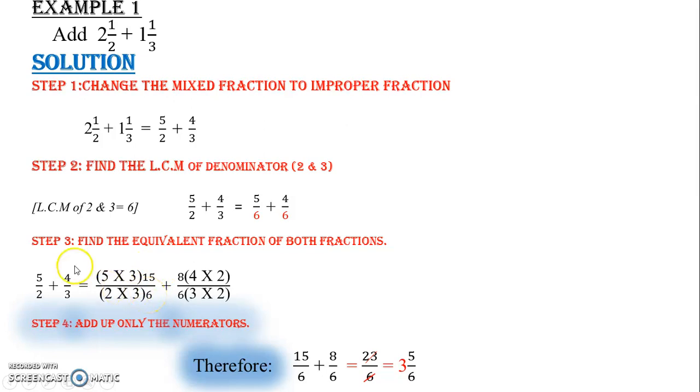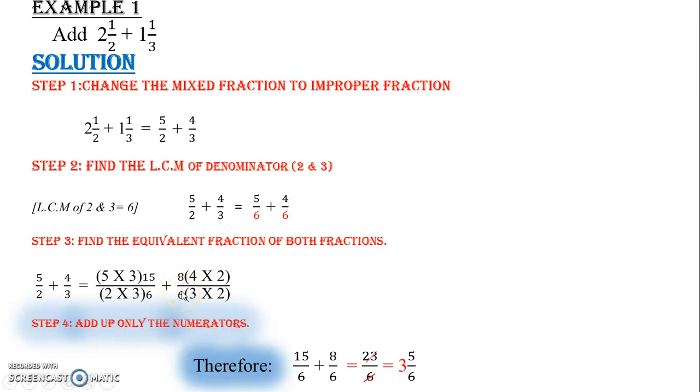So we'll do the same for the second fraction. Now our new denominator is 6 and our old denominator is 3. So 6 divided by 3 will get 2. So 2 times the old numerator, which is 4. So 2 times 4, that will give us 8. So that's how we got 8 over 6.